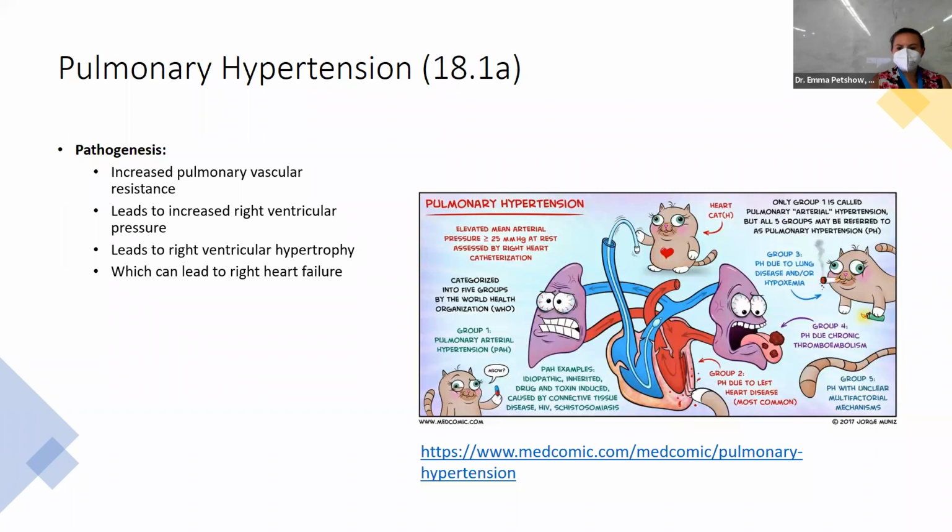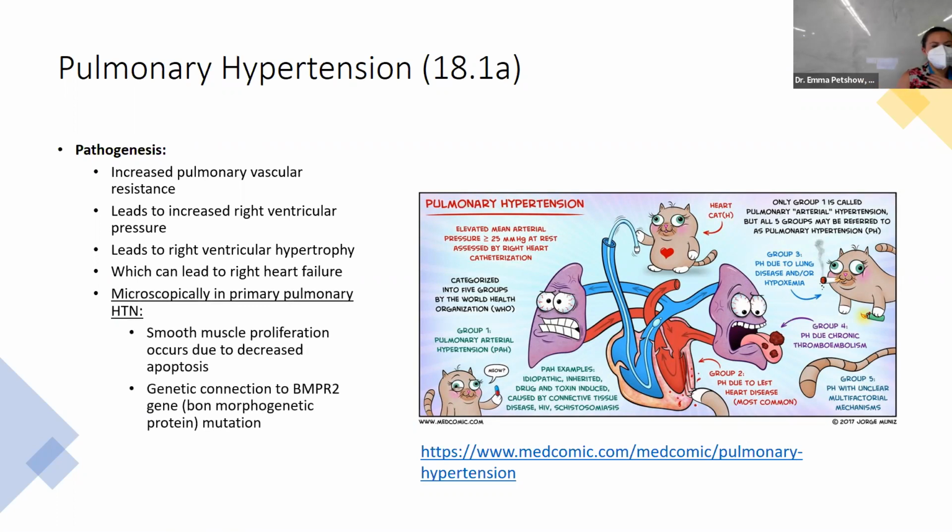But your pathogenesis here, you're going to have essentially a couple things. Increased pulmonary vascular resistance, so the vessels are less compliant. It's going to lead to increased right ventricular pressure and increased right ventricular hypertrophy. It's more pressure, so the muscle's going to get stronger and bigger and thicker, which then can lead to right-sided heart failure. So if you ask me what's a major cause of right-sided heart failure, pulmonary hypertension would be pretty high in mind. Number one cause of right-sided heart failure is left-sided heart failure, but this one will be pretty high up there in my list.